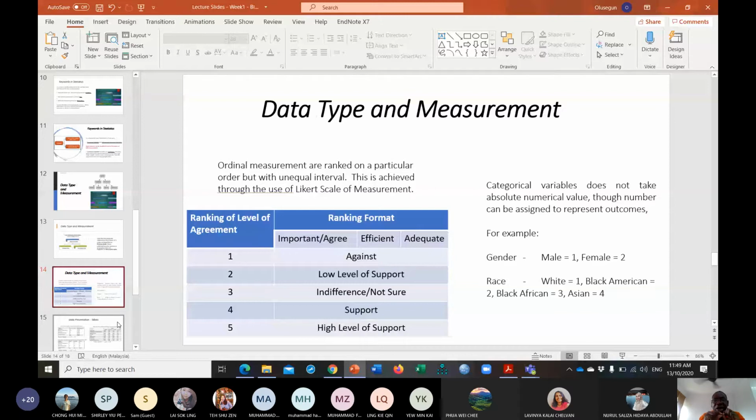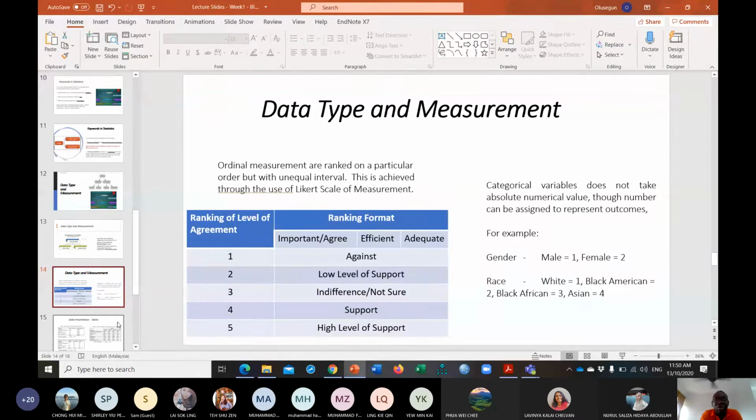So if you said unimportant, then it can be ranked 1 because you are totally against. If your level of support is low, level of agreement, you can give 2. If you are not sure, indifference, 3. If you are in support, you agree to the statement that attending classes helps performance, you can give 4. If your level of support is higher, we can give 5. So such is an arrangement that you can give a Likert scale of assessment.